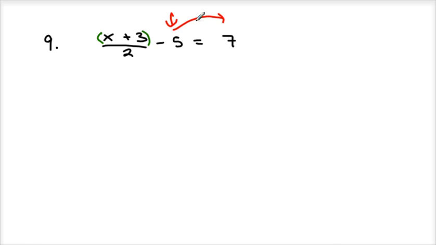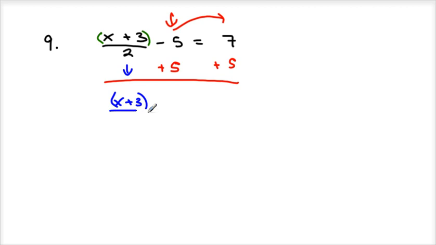How do we get this negative 5 on the other side? If you said add 5, you are correct. So add 5 to both sides. Bringing this down, we've got the quantity x plus 3 divided by 2. Those go away. See you later. And 7 plus 5 is 12.